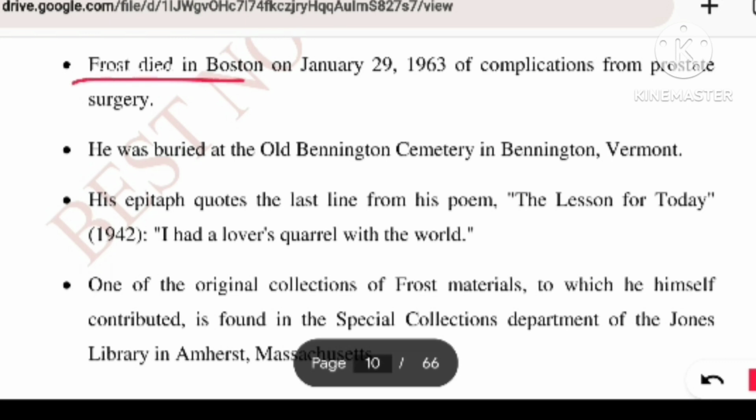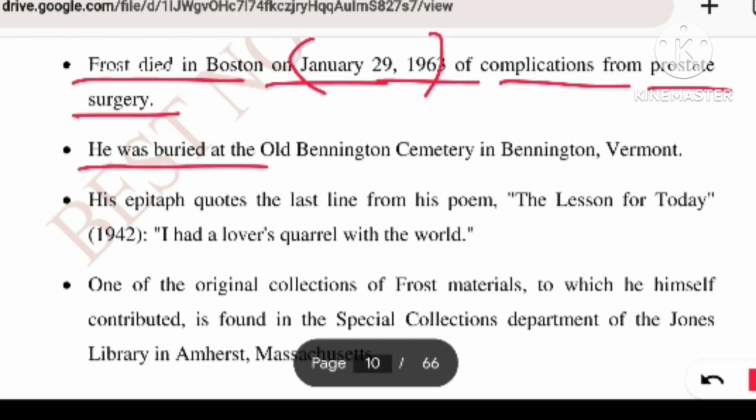Frost died in Boston on January 29, 1963, of complications from prostate surgery. Please remember this. He was buried at the Old Bennington Cemetery in Bennington, Vermont. This is another thing to be remembered. Where was he buried after his death? He was buried in Old Bennington Cemetery in Bennington, Vermont.